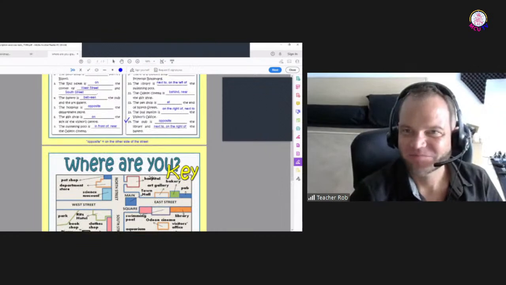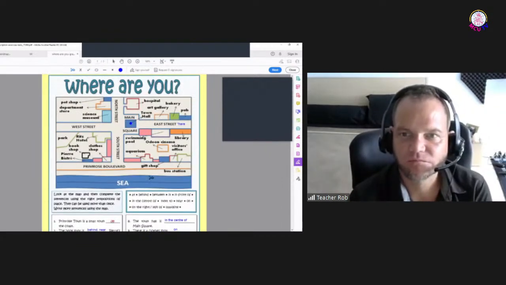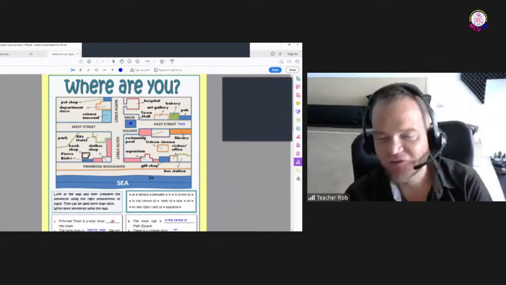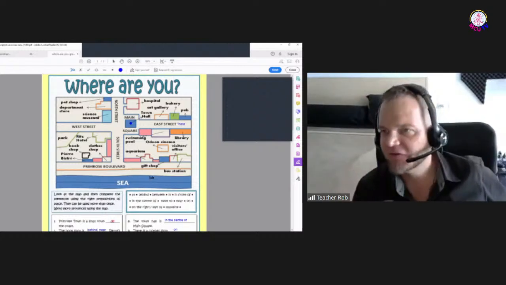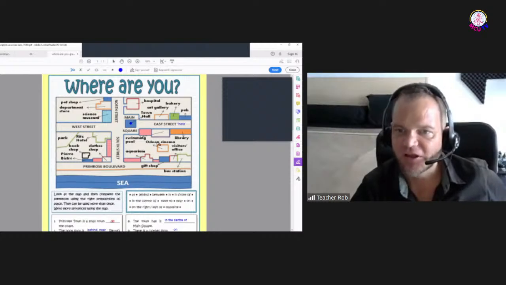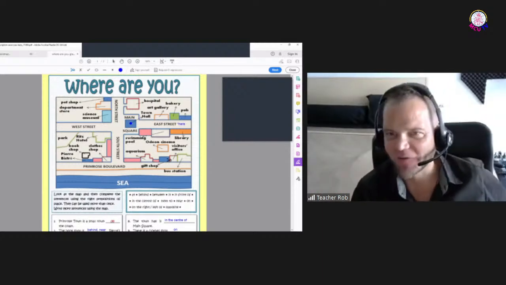Teacher, I have a question. Yeah. Why do we have to use of? On the right of, on the left of? Yeah. So that's a good question. When we say of, if you notice, if we left it out, it would just sound like, well, the gift shop is on the left, the visitor's office. That's not correct grammar.